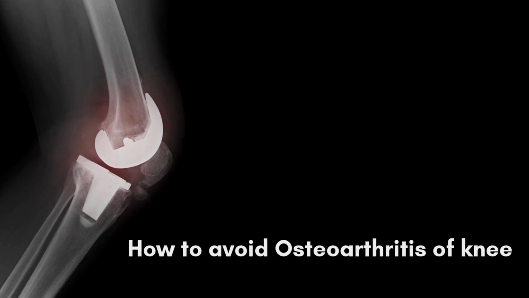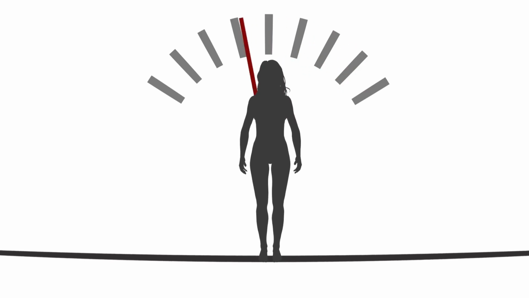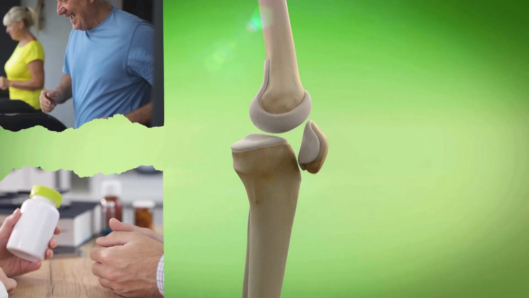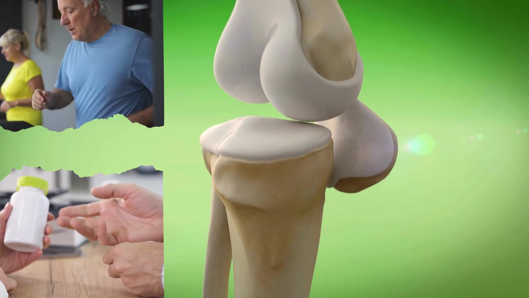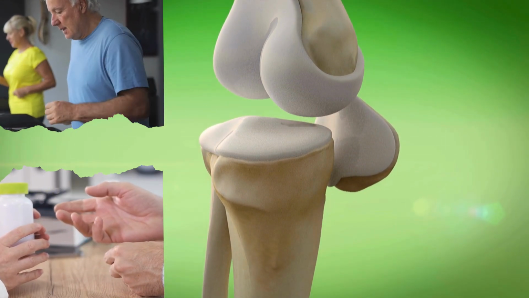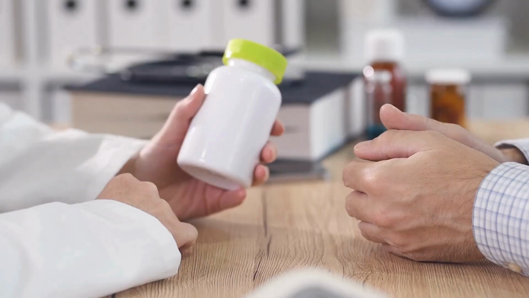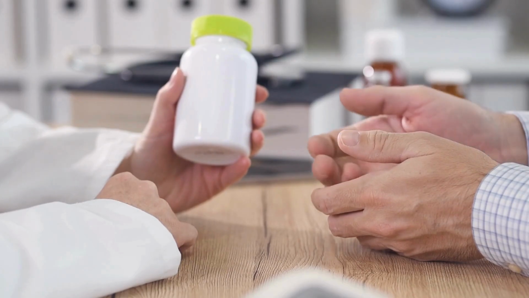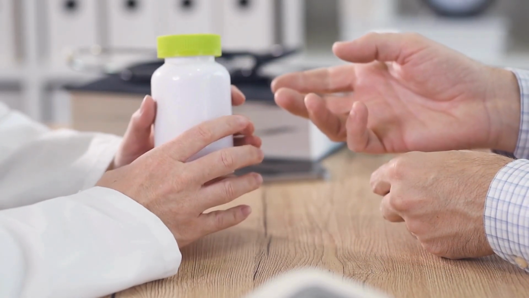Now, how do you avoid osteoarthritis of the knee? You can avoid it by keeping your weight under control, keeping bones strong, regular exercise, and taking supplements such as calcium and vitamin D. Do regular physiotherapy if arthritis has already set in. There are supplements such as cartilage supplements, and anti-inflammatory medicines which help in reducing inflammation and swelling.